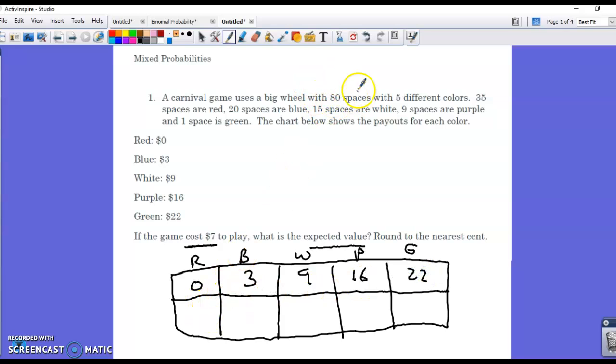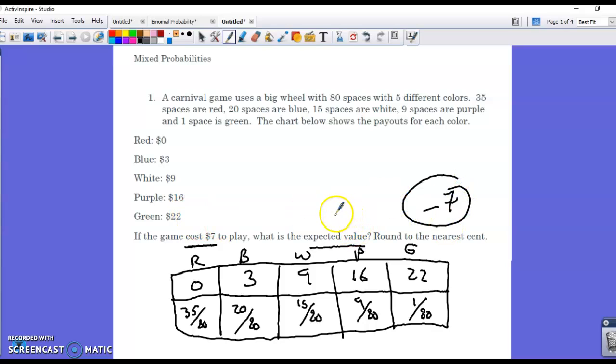And then their probability. And since there's 80 spaces, 35 are red, 35 out of 80, and 20 are blue, so 20 out of 80. There are 15 out of 80 white. There are 9 out of 80 that are purple and 1 out of 80 that's green. And then you're going to multiply and add them all up. And then since the game costs $7 to play, at the end, I'm going to subtract 7 to get the expected value. You have to subtract out that cost.